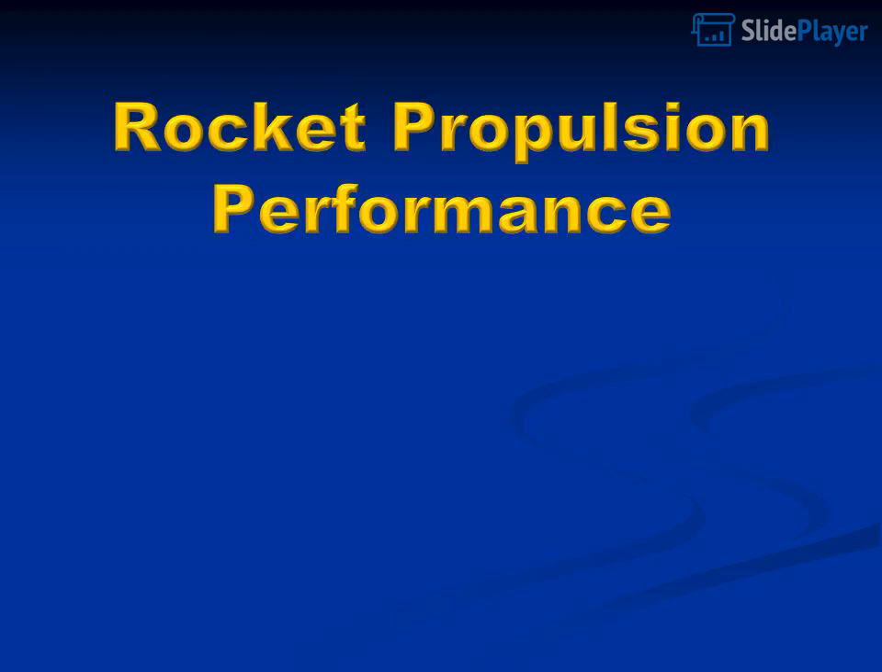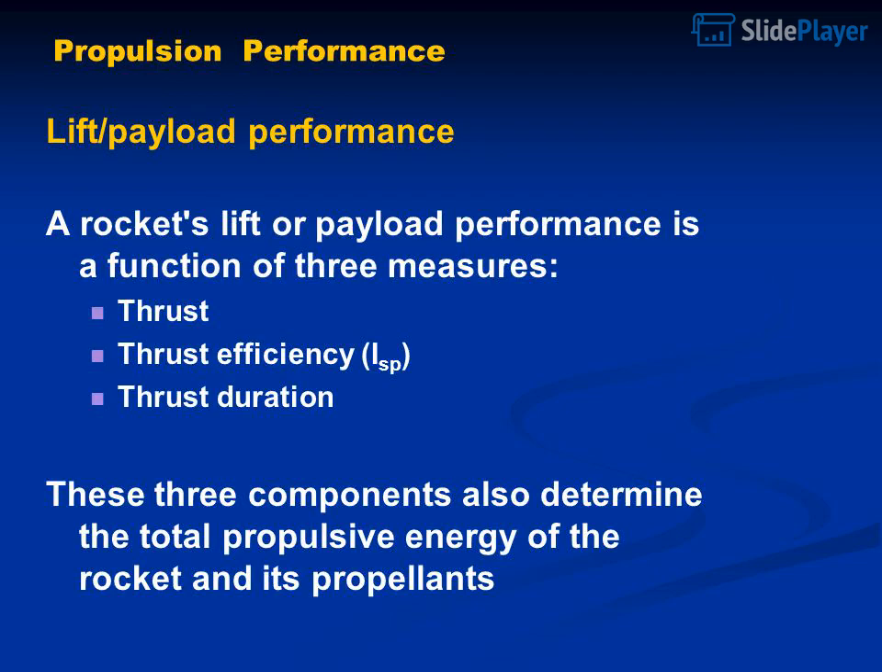Rocket propulsion performance. Lift/payload performance. A rocket's lift or payload performance is a function of three measures: thrust, thrust efficiency (ISP), and thrust duration. These three components also determine the total propulsive energy of the rocket and its propellants.